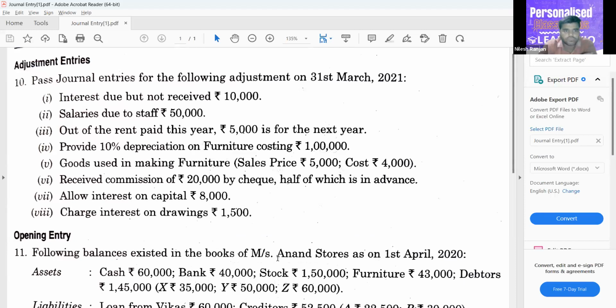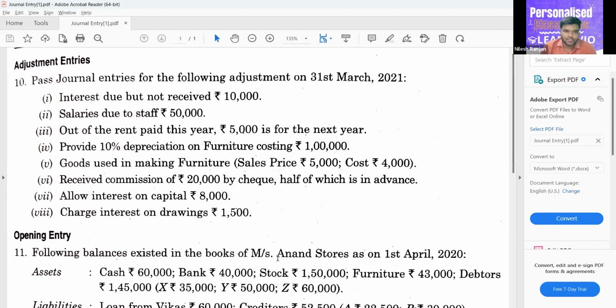Salary account to outstanding salary account. Very good. Okay. Then prepaid rent account to rent account. Okay. Prepaid rent account debit to rent account. This is incorrect. How?